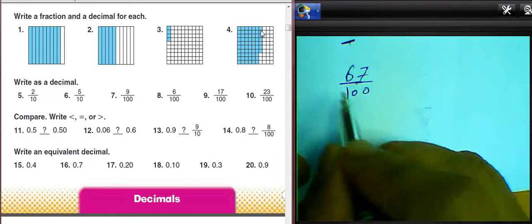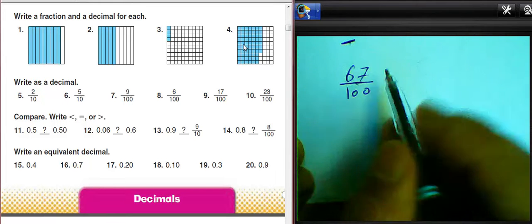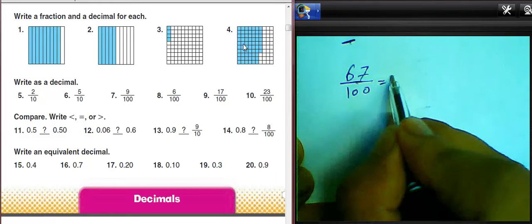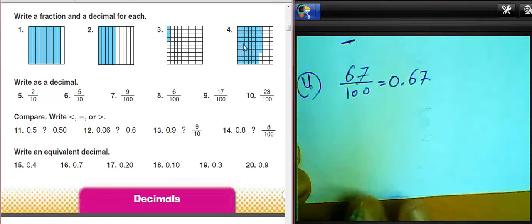Okay, again we have 6 columns here. 1, 2, 3, 4, 5, 6, and 7 small parts. The result will be all 67 parts. 67 parts from 100. So we must write 67 hundredths. It's about question number 4.